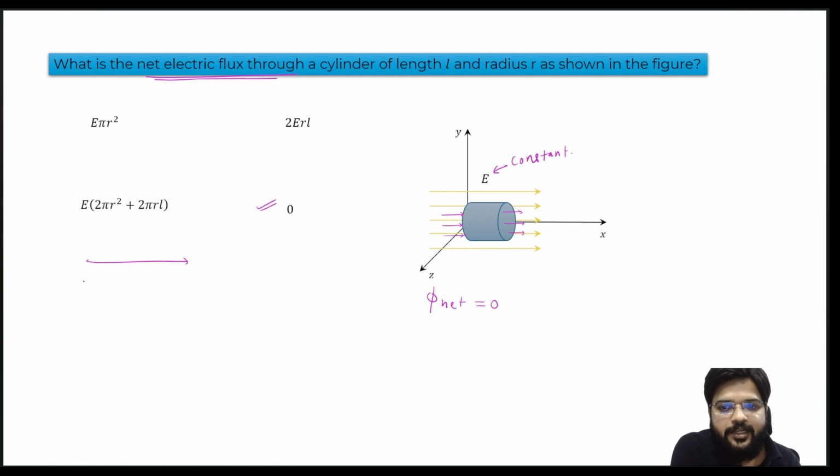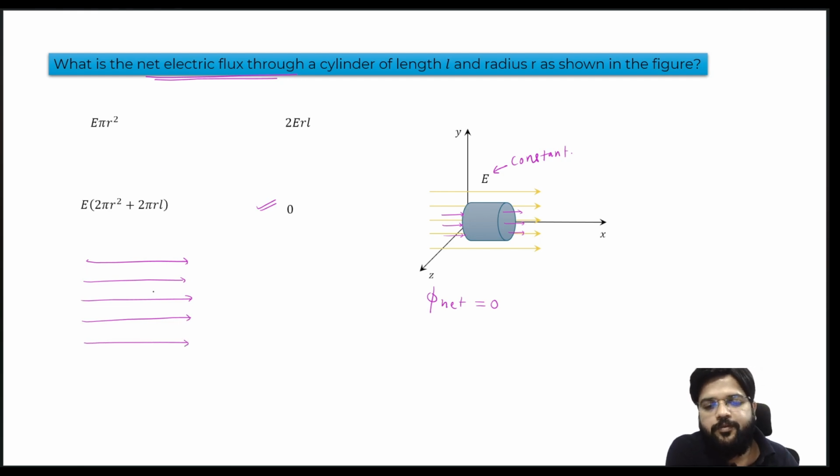Let's suppose we have an electric field, and this electric field is constant, and in this electric field I put one cone. The net flux passing through this cone will be what? It is again 0. So whatever shape of object we put in a uniform electric field, the answer is always 0. If you put a sphere, a cone, or some random shape of object, the answer is 0.